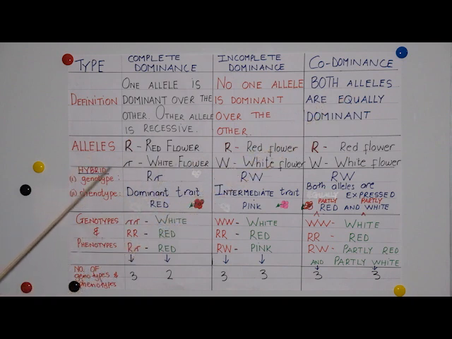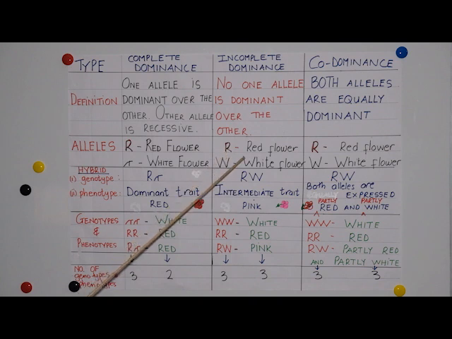How to represent the alleles? For this comparison, I am still going to use red flower color and white flower color. For complete dominance, a capital letter R to represent the allele for red flower color and lowercase r to represent the allele for the recessive flower color, which is white flower color. So it's the same letter, but a capital letter for the dominant characteristic and a lowercase of the same letter for the recessive characteristic. For incomplete dominance, since no one allele is dominant over the other, we use two different letters and both are capital letters.